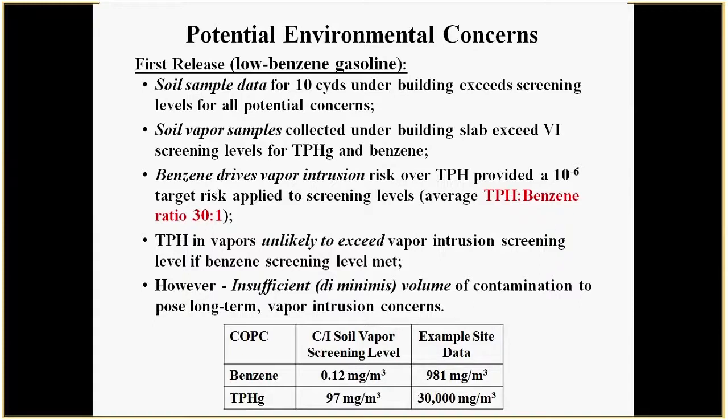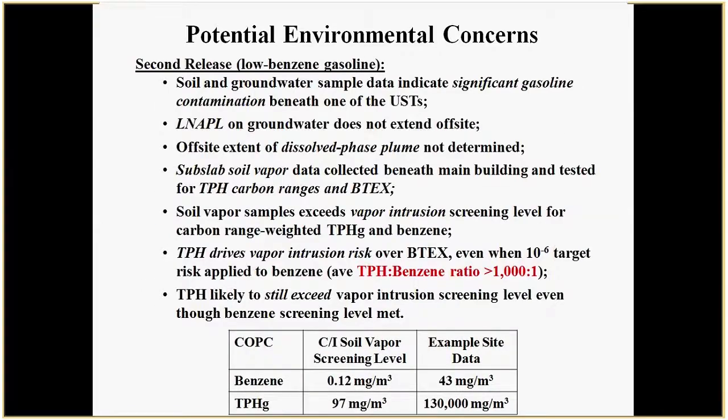The second release, which in this case was low benzene gasoline. So in this case, the soil and groundwater data indicates significant gasoline contamination under one of the USTs. There's LNAPL on the groundwater, but it doesn't extend off-site. There's a strong potential, though, for an off-site extent of a dissolved phase plume. This hasn't been determined yet. Subslab soil vapor samples under the main building tested for TPH. Here I said carbon ranges. Actually, we just use bulk TPH, and for BTEX.